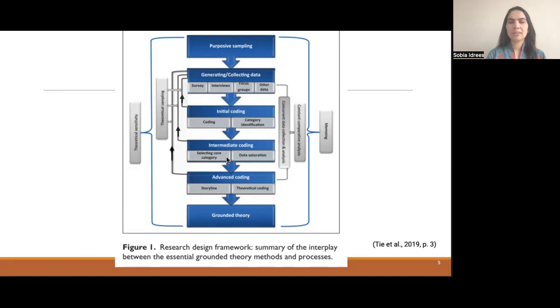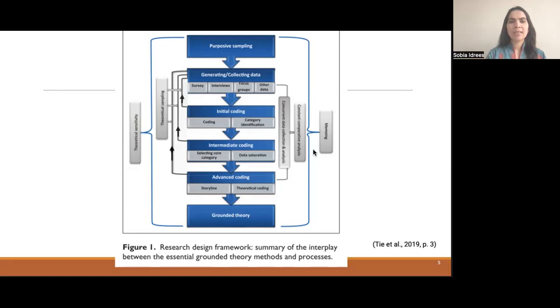So you start having a sense of data saturation sometimes maybe at the stage of intermediate coding, and then you move to the advanced coding. So at the advanced coding, you present your data in a storyline, and you think that there is a theoretical coding coming out of your data, and then that builds the grounded theory, that builds a theory from your data.